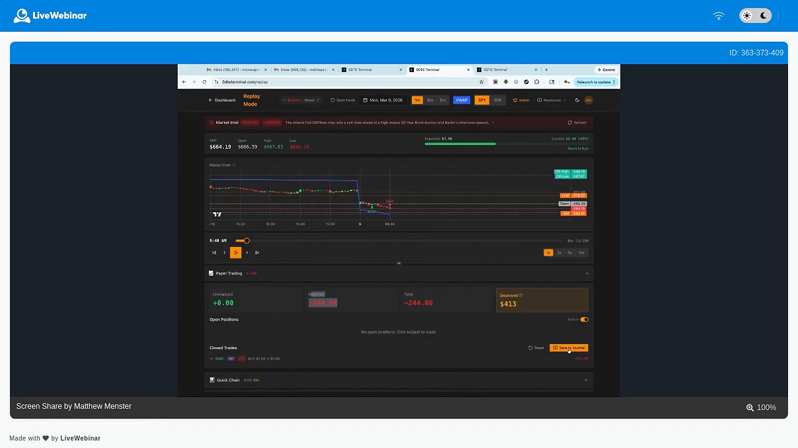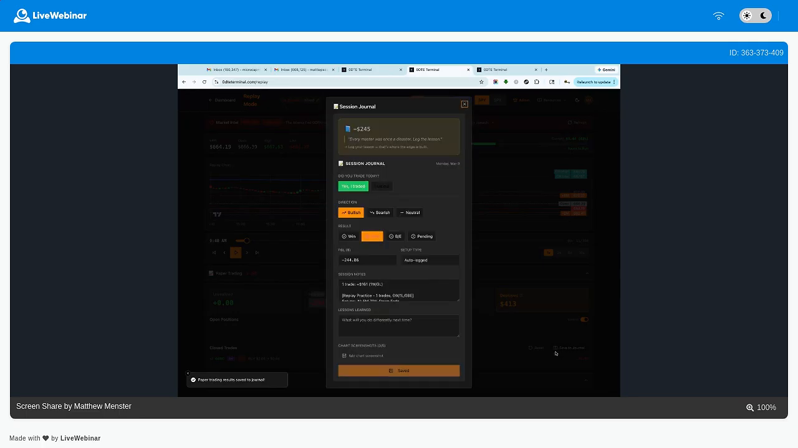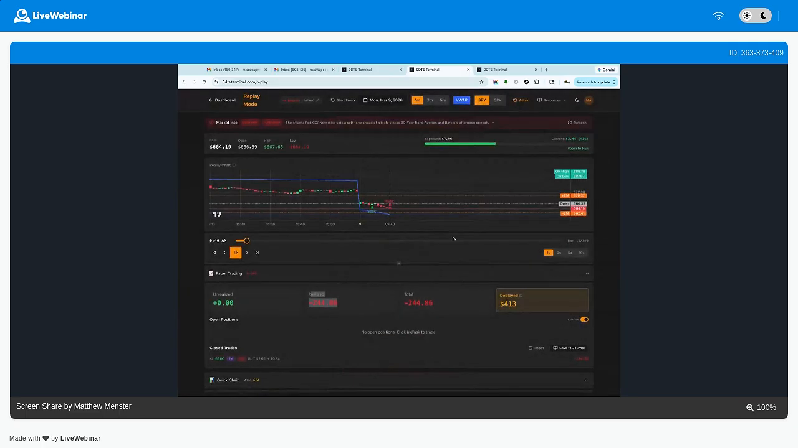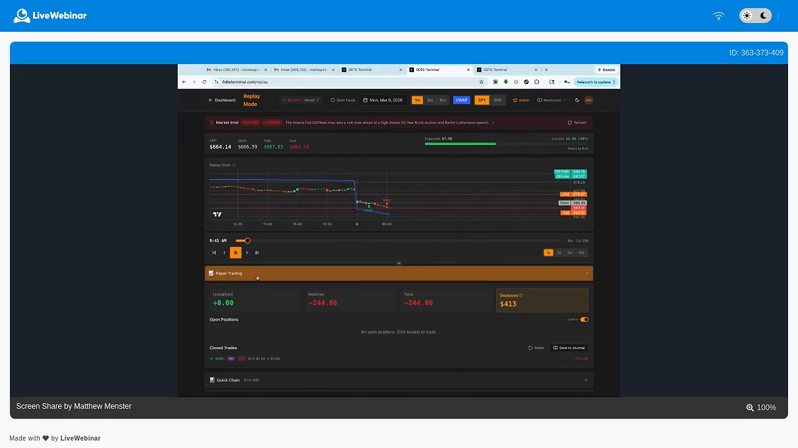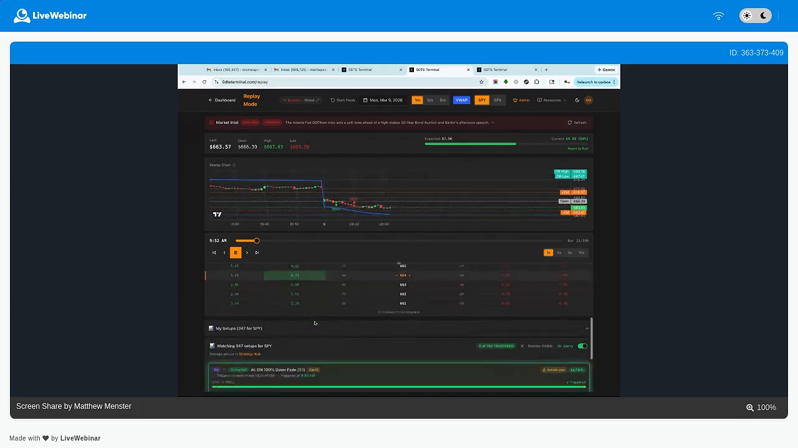And then that's going to enter that into your journal afterwards. Okay, so save to journal. It should be automatic. I don't know why it says save to journal. Okay, yeah, it's already in there. You don't need to do that. But anyways, so that's kind of how that works in replay mode. So you can just click play, and you'll keep playing the replay of the day's action.